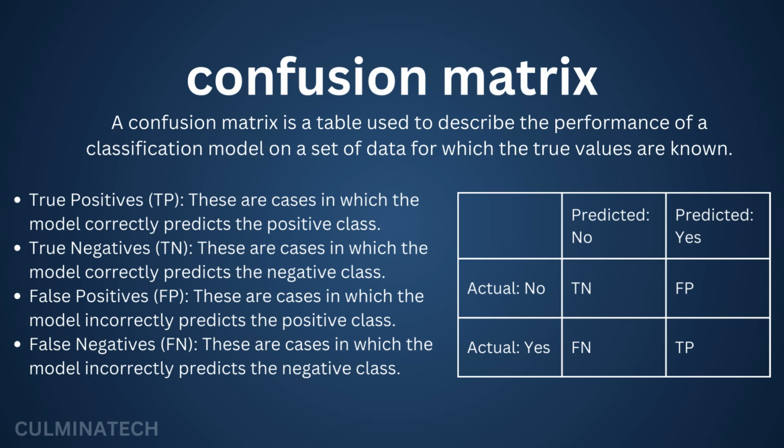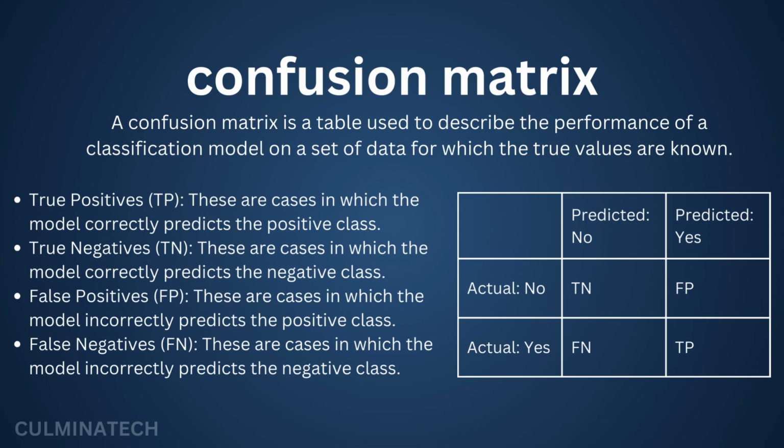Here, if it's a binary classification problem, we have the following. We have true positives. These are cases in which the model correctly predicts the positive class. For example, if the model correctly predicts that a patient has a disease, these predictions are true positives. If having a disease is your positive class, and the model says this is a disease and it actually is a disease, that is a true positive. It correctly predicted that that patient had a disease.